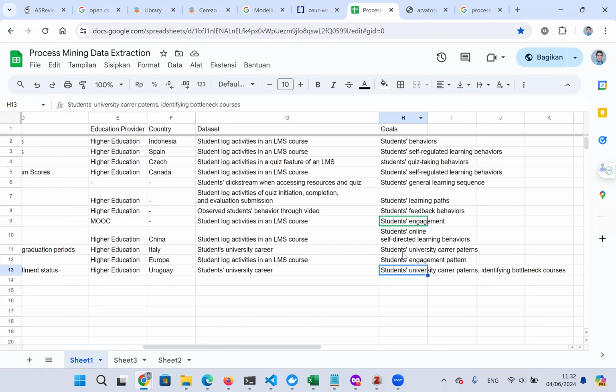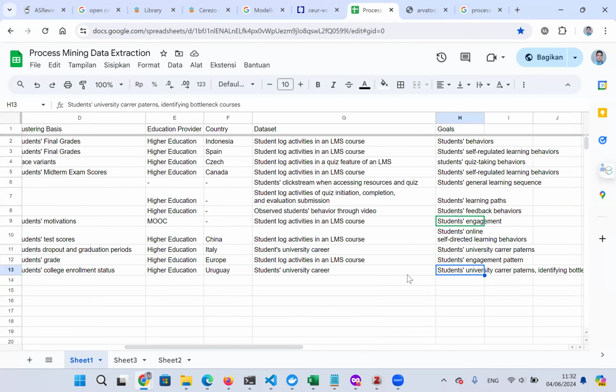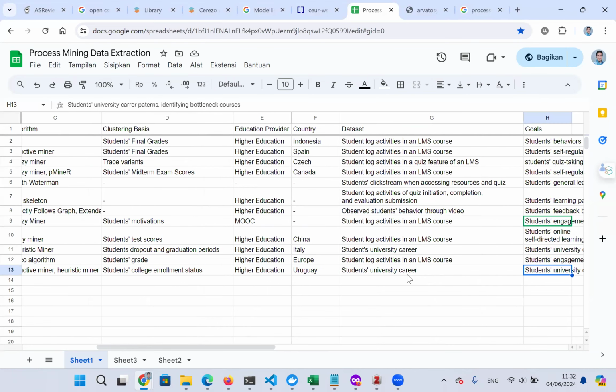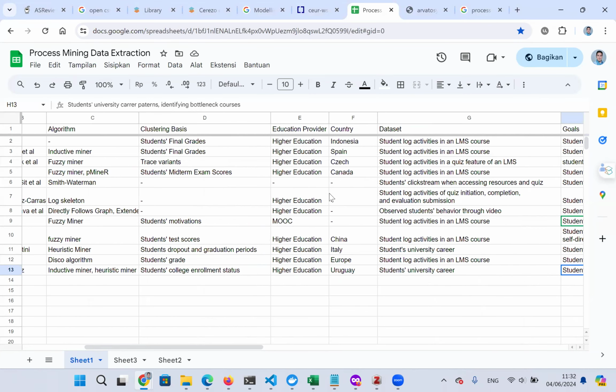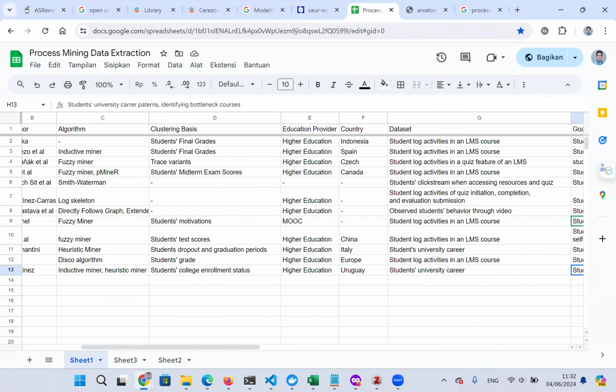So yeah, you just have to fill it in here in a certain Google Sheet or whatever to collect all of this. So I guess that's how you screen a paper, in this example it is process mining.